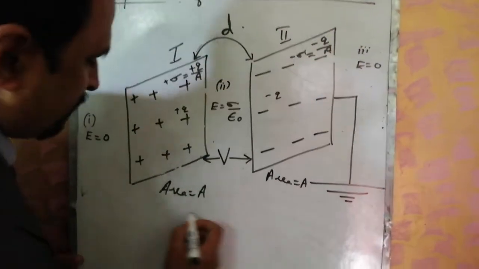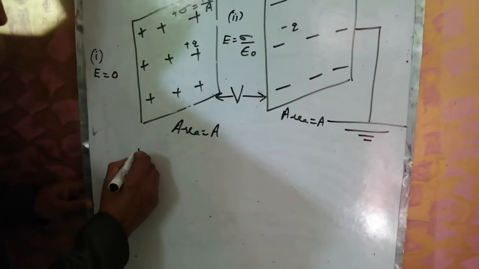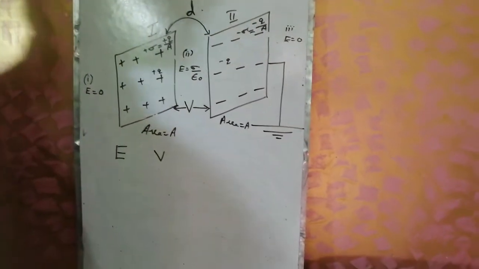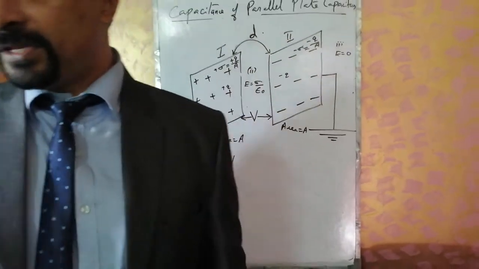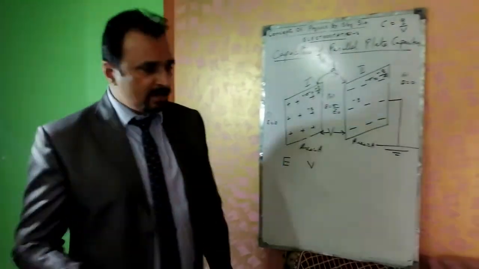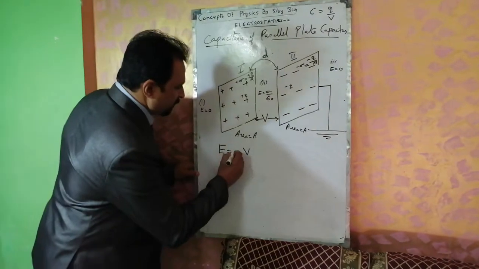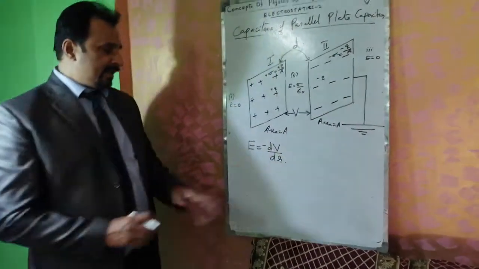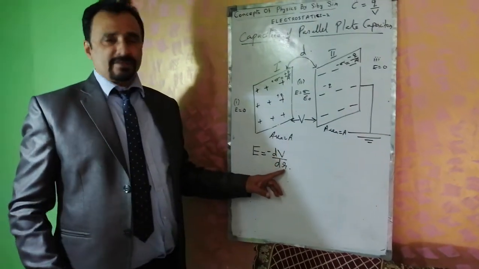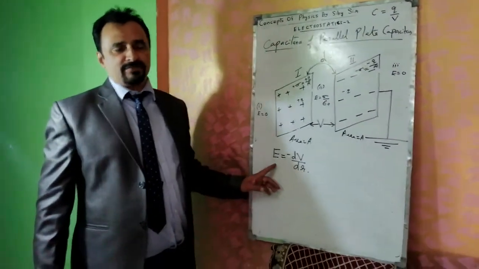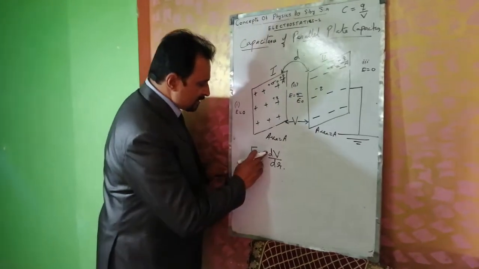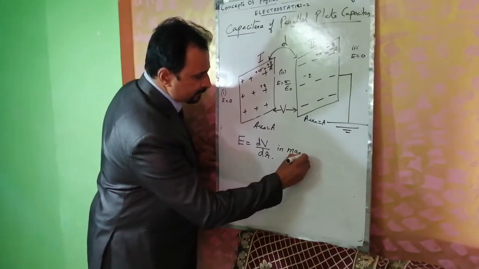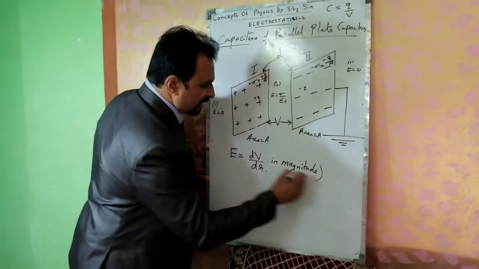Now use the same concept, and you studied one more thing in your previous class. What is the relation between electric field and electric potential? It is E is equal to minus dV by dr. What is the meaning of this? Negative potential gradient is called electric field, or E is equal to dV by dr in magnitude. That is what we studied in the first year.